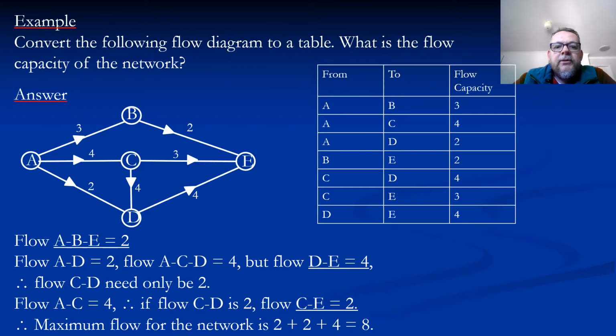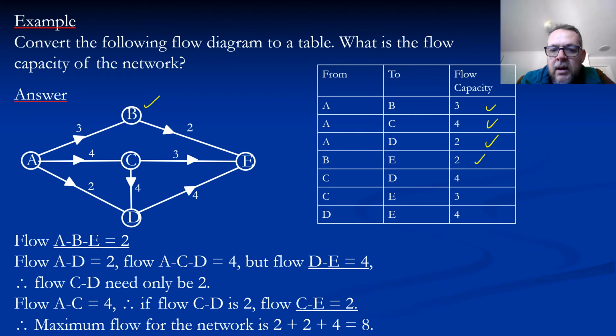Now let's convert the following flow diagram to a table, and then we'll determine the flow capacity. So what we do, we look at A to B, that line. A to B is 3, and that's what you can see there. So we just fill that in. Now A to C is 4. C to E, sorry, I can't read my own diagram. Well, let's go here now. B to E is 2. I also need to talk about A to D, which is 2.